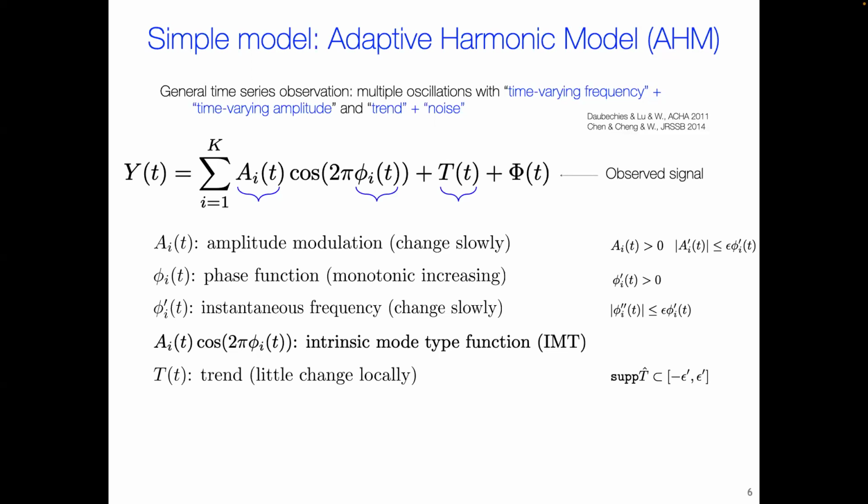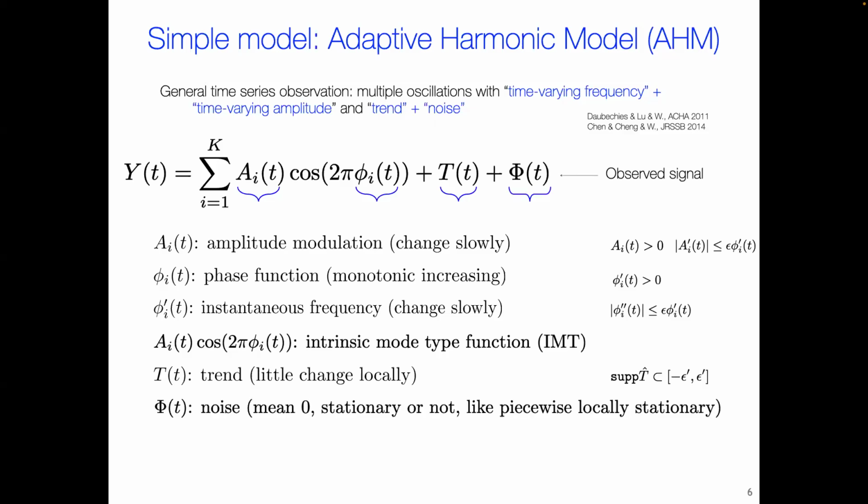And T is a trend, which we assume to change locally. Mathematically, it can be quantified by taking the Fourier transform in the distribution sense and considering the support, which is next to zero, which means it just changes slowly. Okay, that is the definition of trend. And you have Φ, which is noise. Usually we assume the mean is zero. It can be stationary or not. It can be non-stationary, can satisfy something crazy if you like. But in this talk, we will focus on stationary noise to simplify the discussion.